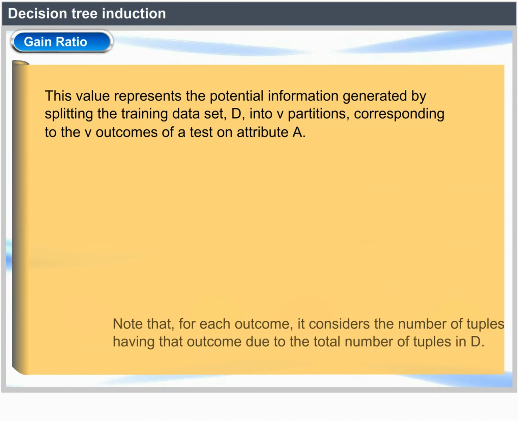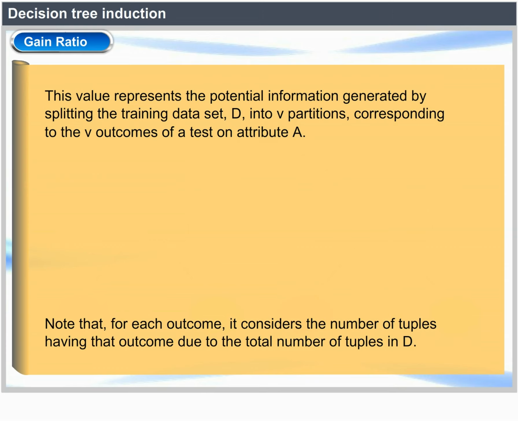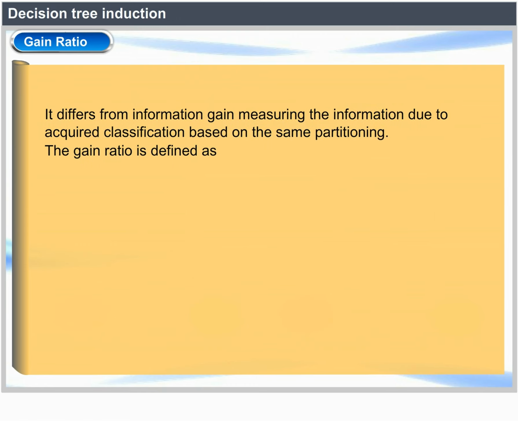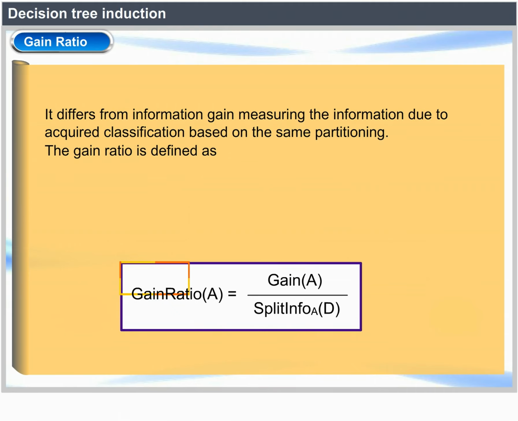Note that for each outcome, it considers the number of tuples having that outcome with respect to the total number of tuples in D. It differs from information gain, which measures the information with respect to classification that is acquired based on the same partitioning. The gain ratio is defined as GainRatio(A) equals Gain(A) divided by SplitInfo_A(D).